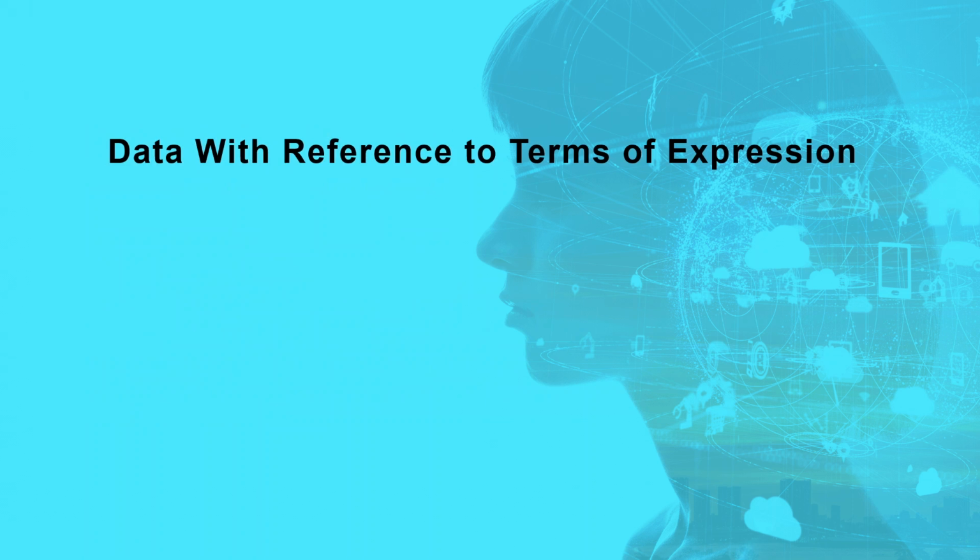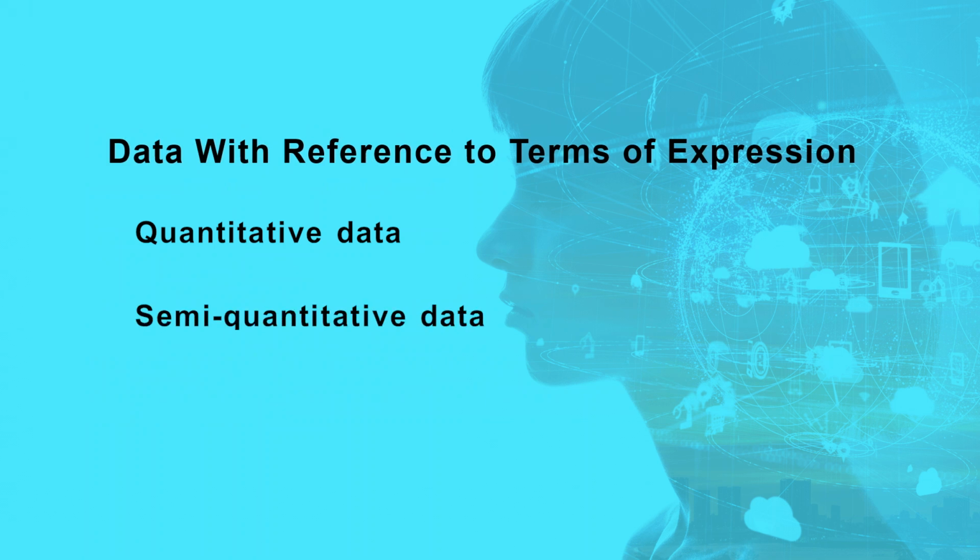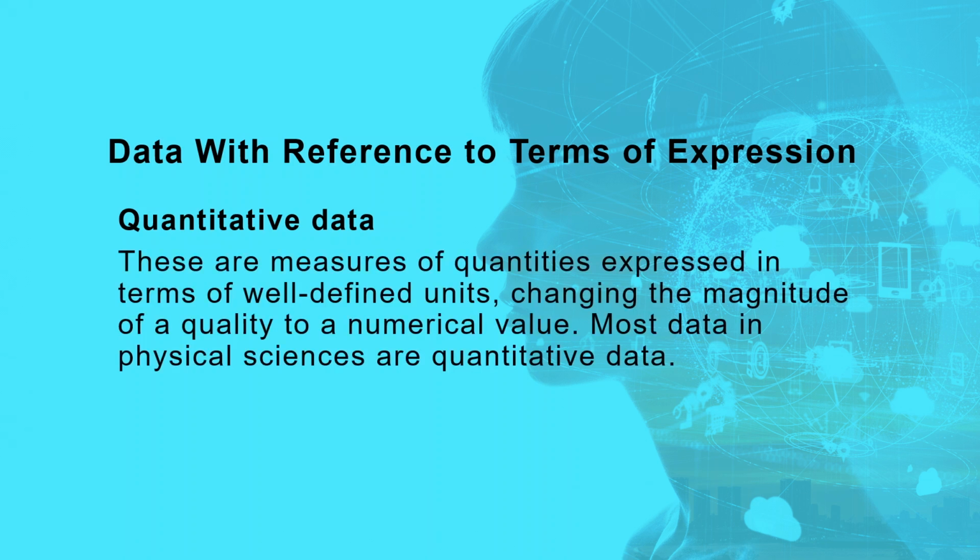Next, data with reference to terms of expression. The categorization in this case yields three classes of data: quantitative data, semi-quantitative data and qualitative data. Quantitative data are measures of quantities expressed in terms of well-defined units, changing the magnitude of a quality to a numerical value. Most data in physical sciences are quantitative data.